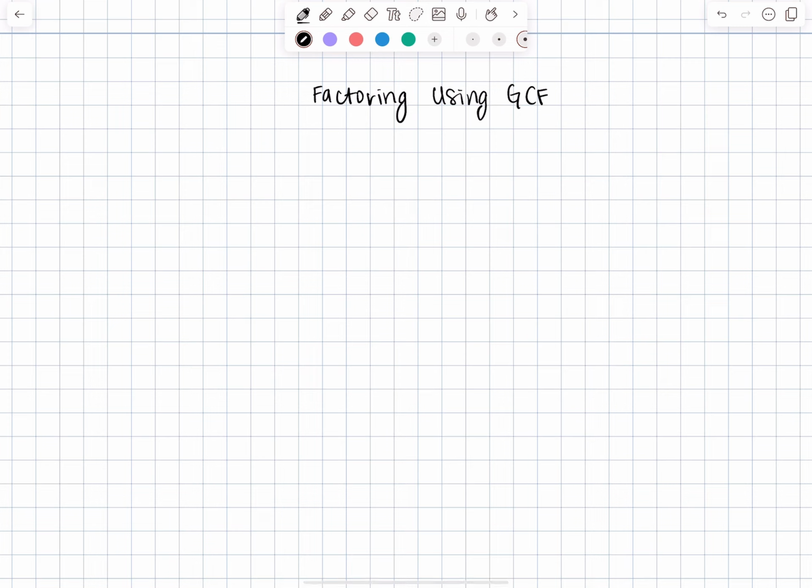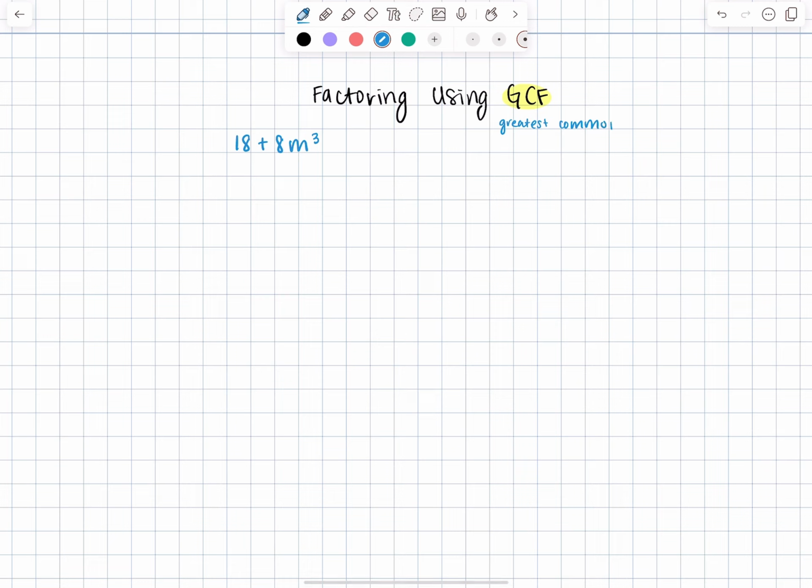Let's say we had 18 plus 8m cubed. The first thing we want to do is find the greatest common factor. Before we get started, GCF stands for greatest common factor.